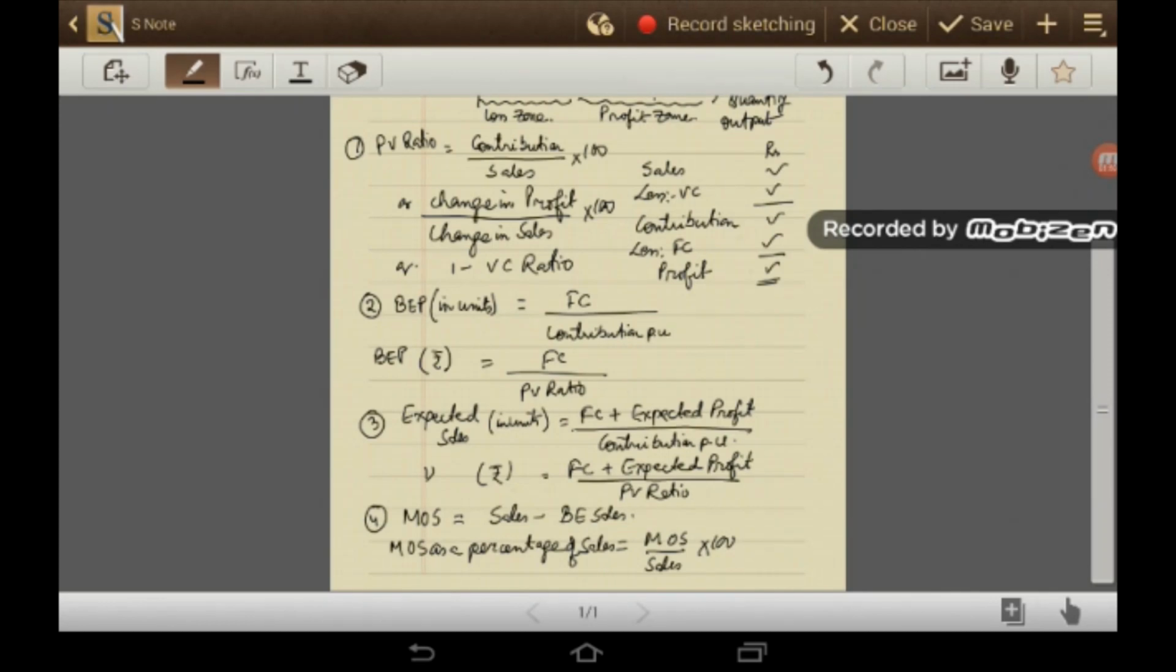So this formula I have presented on one screen. Number one is the PV ratio. The next is BEP in units and BEP in rupees. Third is expected sales in units and expected sales in rupees. And the fourth one is MOS and MOS as a percentage of sales. Now we will explain in detail each formula which is used here while solving the problem.